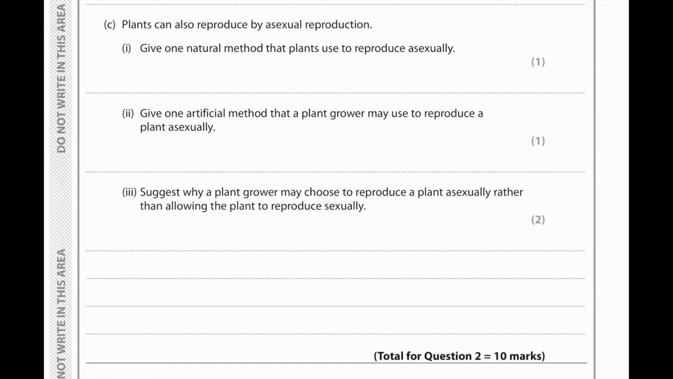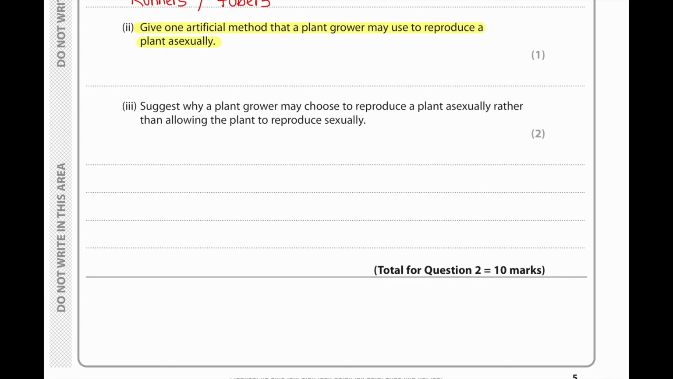Part C. Plants can also reproduce by asexual reproduction. Give one natural method that plants use to reproduce asexually. So basically, plants can produce runners, and then it can produce tubers, and it can reproduce using them. Part 2. Give one artificial method that a plant grower may use to reproduce a plant asexually. The grower can make cuttings.